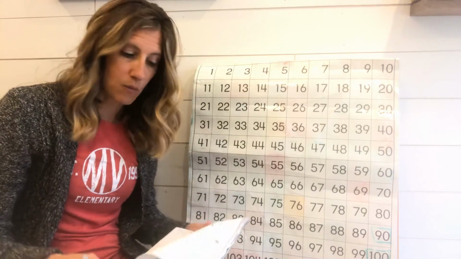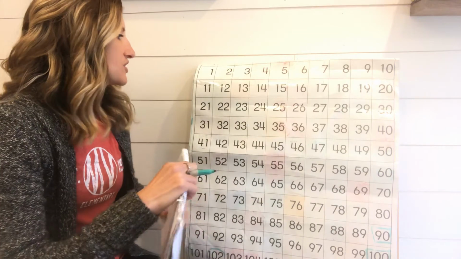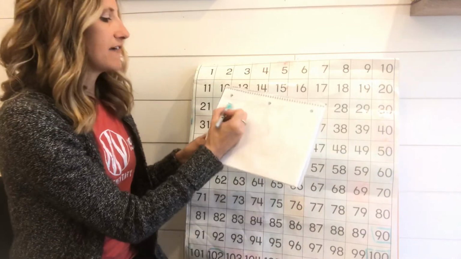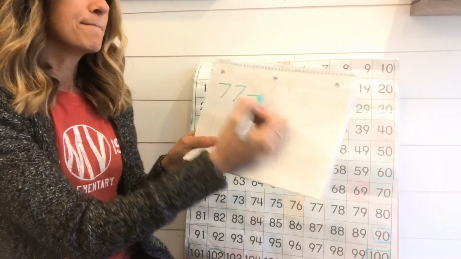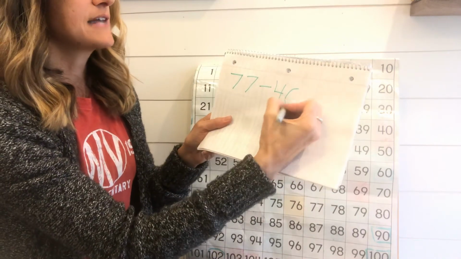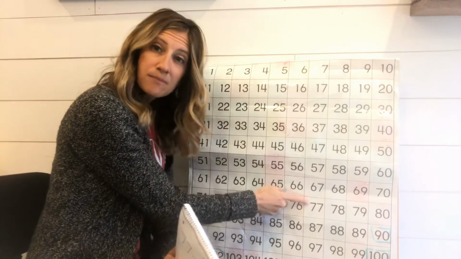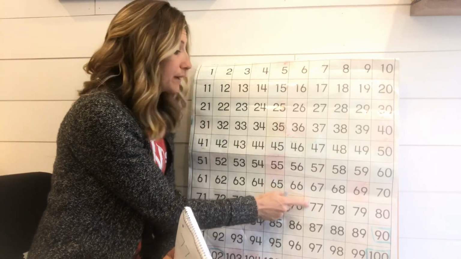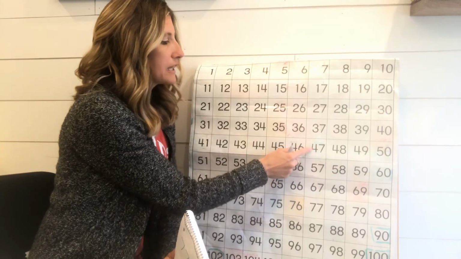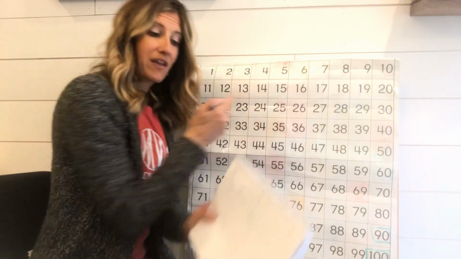Let's do another one, one big one where we're subtracting. So let's start at 77. 77 minus 40. So let's start at 77. It's getting smaller, so we want to go up where our numbers are getting smaller. So 10, 20, 30, 40. 77 minus 40 is 37.